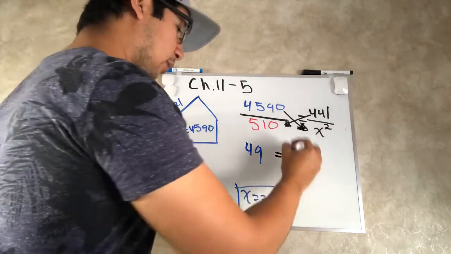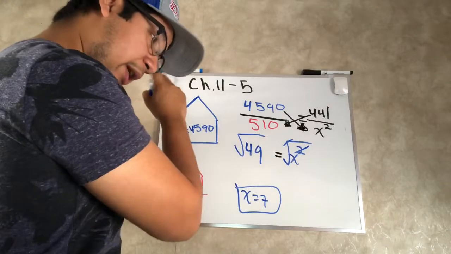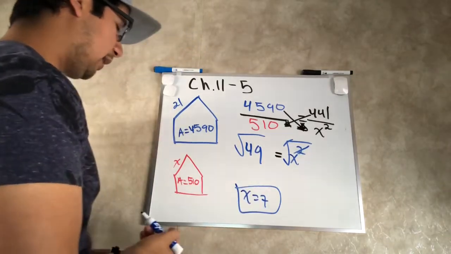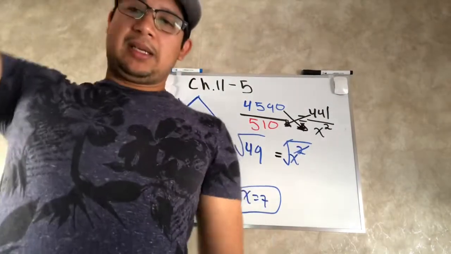Okay, or you could take the square root of both of them. This cancels. The square root of 49 is 7. Okay, so the answer is 7. So x equals 7. Easy peasy lemon squeezy.